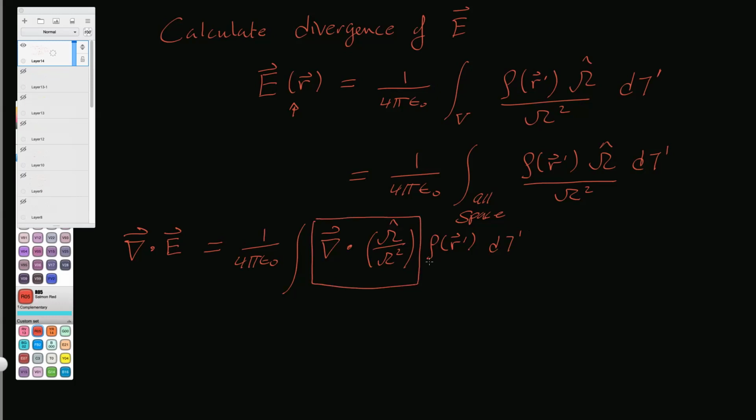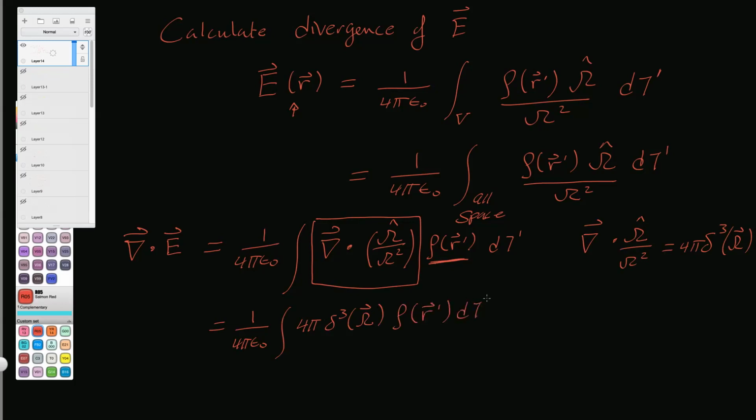Okay, by product rule, I have already said del acting on this is 0, right? Okay, all right, so that's that, and we've seen what that is, right? We have actually written that down before when we looked at direct delta functions, and that was that this was 4 pi d3 omega, okay? So I can replace that. I get 1 over 4 pi epsilon naught, and then I get the integral of 4 pi d3 omega rho of r prime d tau prime.